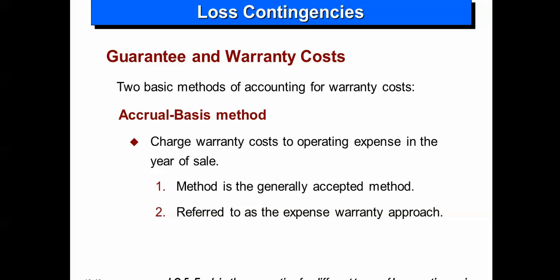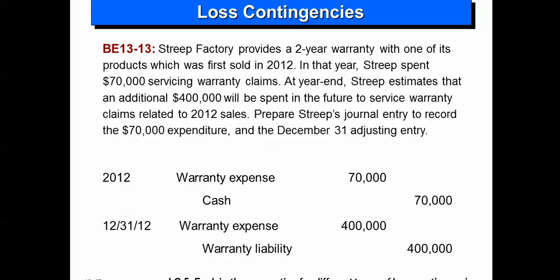So the other method is called the accrual-based method. Now, under the accrual-based method, you'll notice that there's actually two ways we can do this. The first way we'll look at is where the warranty is an integral part of the sale. So you can't separate the sale of the item from the warranty. Here's a good example of that.